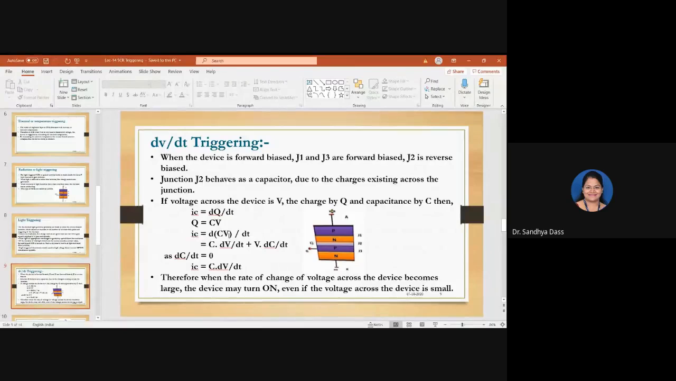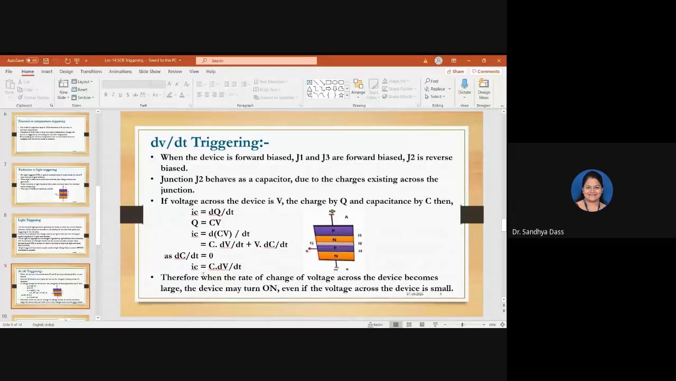Applying that relation here, the collector current IC is equal to d(CV) by dt, in terms of Q. This current is nothing but the rate of change of charge with respect to time, right? So we are just substituting Q here. If you split it, what you get is C into dV by dt plus V into dC by dt. Simple differentiation. Since capacitance, you can say, does not change with respect to time, this term goes to 0.